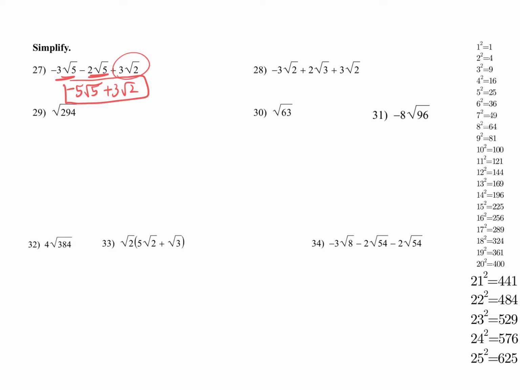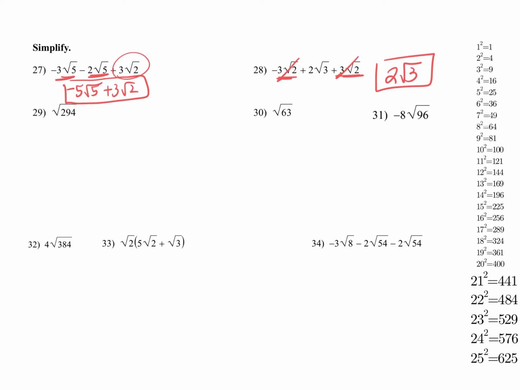Number 28, I have negative 3 square root of 2 plus 3 square root of 2. Those go away. They make 0. So my answer is 2 times the square root of 3. I'm going to hop down to number 34 and do that one. If you want to do it out of order, fine. If you want to just rewind and then watch 29, 30, 31, 32, and 33, you're welcome to do that. But 34 is related to 27 and 28.